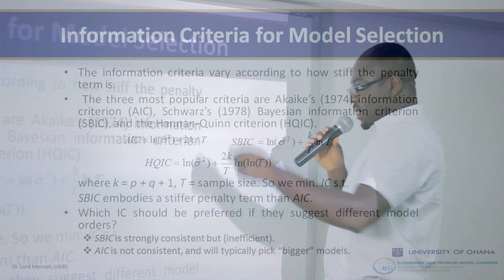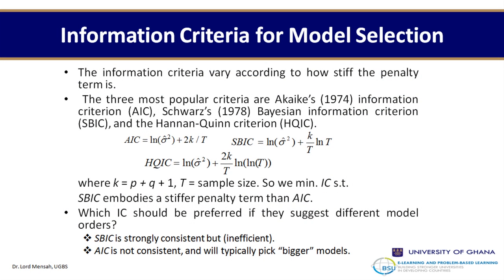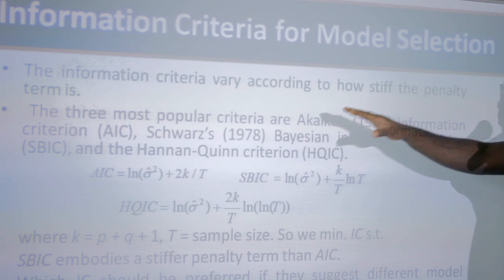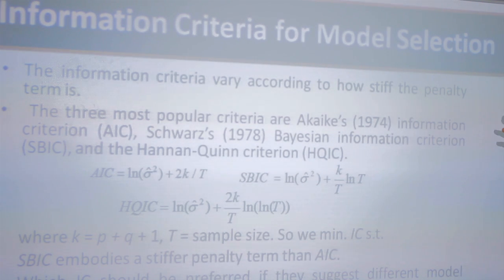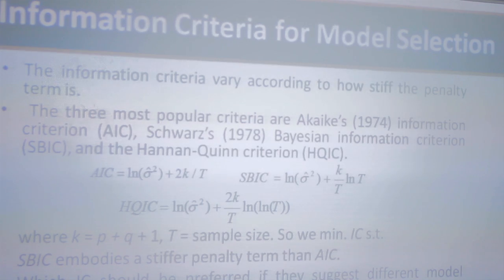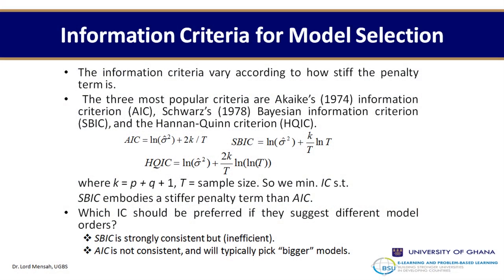So we have three different methods of selecting a model. We have information criteria for model selection. Information criteria vary according to how stiff the penalty term is, and the penalty term is always the second term. The three most popular criteria are Akaike's 1974 information criteria, the AIC, then the Schwarz 1978 information criteria, the Bayesian information criteria, and then the Hannan-Quinn criteria. In the software, you see the AIC and, most of the time, the Hannan-Quinn information criteria. Now as we said, the first part of the equation is basically the residual sum of squares.